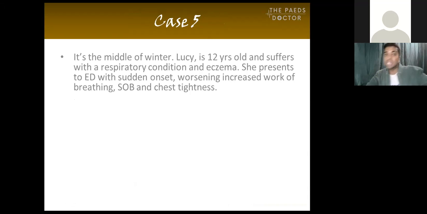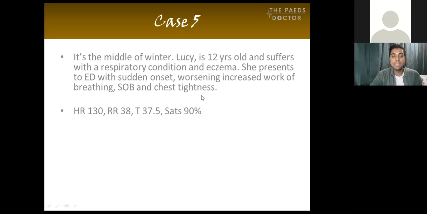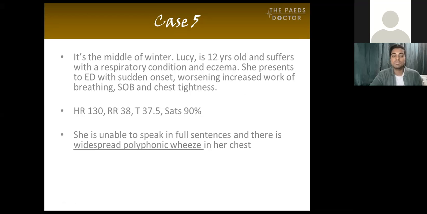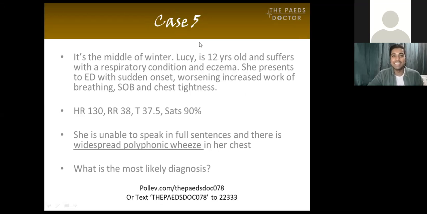So this is case 5. It's the middle of winter. Lucy is a 12-year-old who suffers with a respiratory condition and eczema. She presents to ED with a sudden onset, worsening increased work of breathing, shortness of breath, and chest tightness. Her heart rate is 130, her respiratory rate is 38, her temperature is 37.5, and her SATs are 90%. She's unable to speak in full sentences, and there is a widespread polyphonic wheeze in her chest. I kind of gave the answer, but what's the most likely diagnosis in this case?